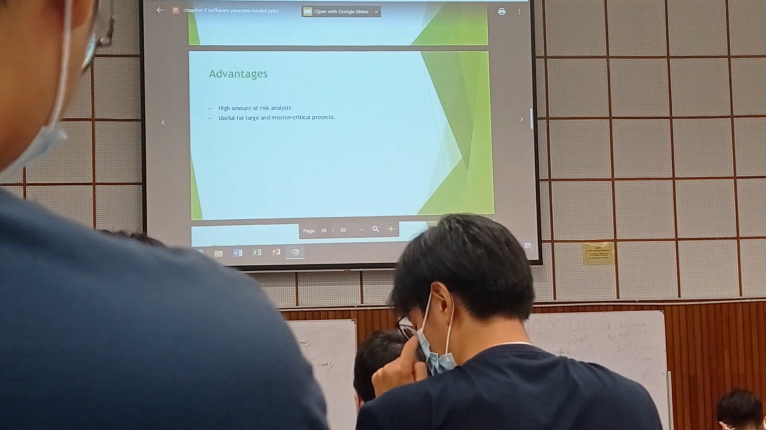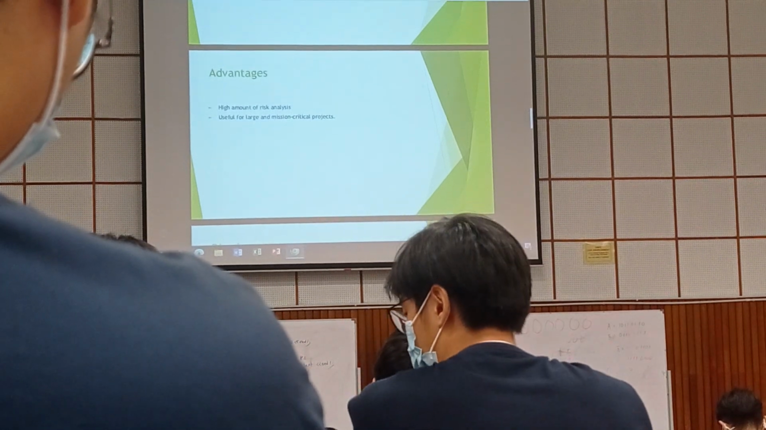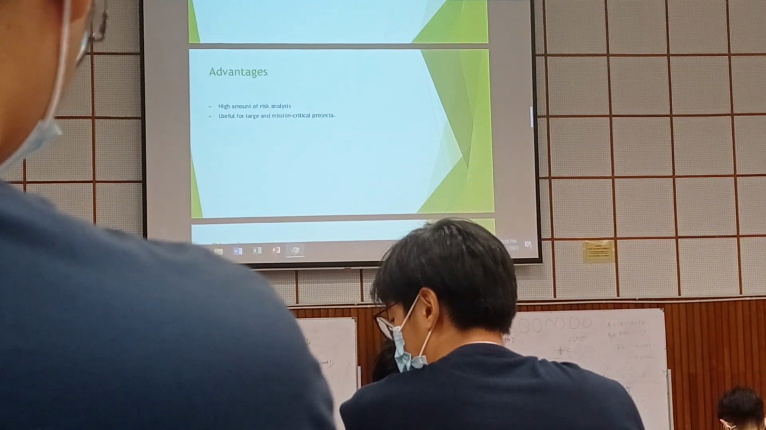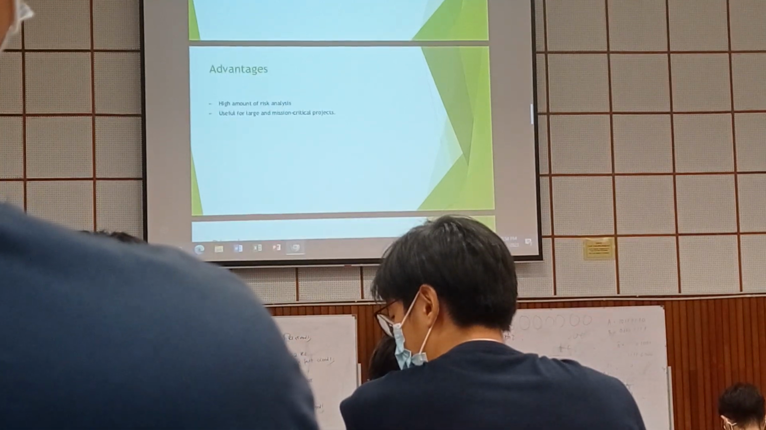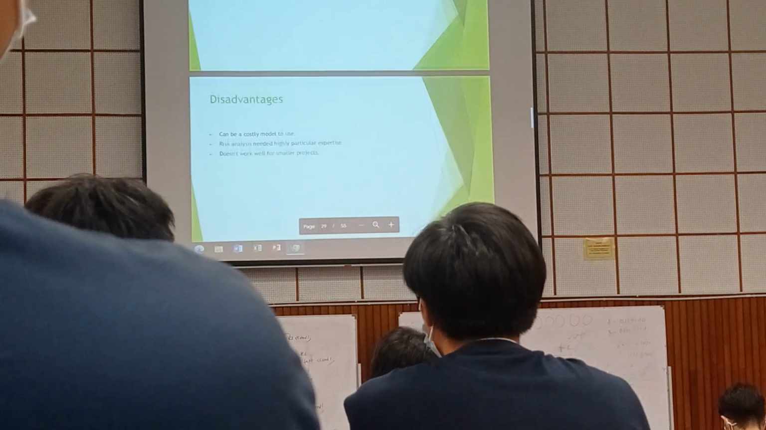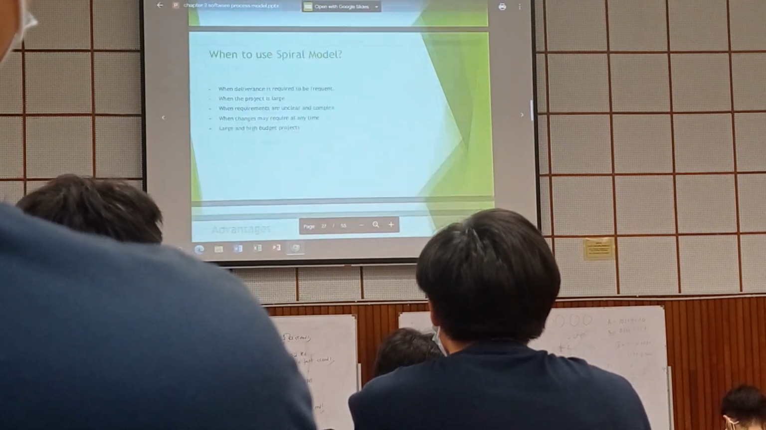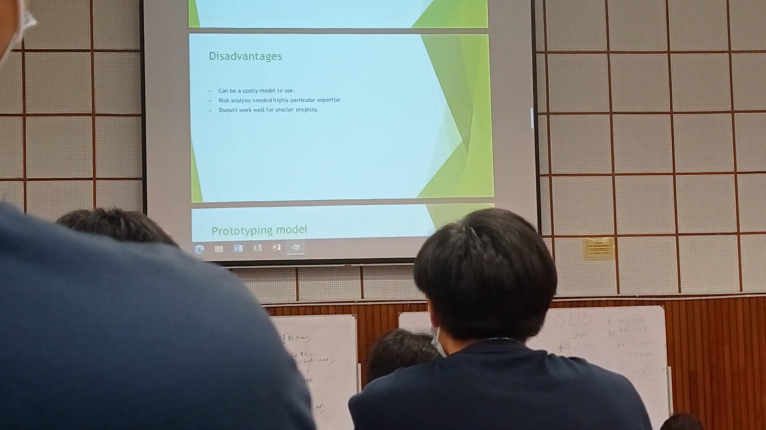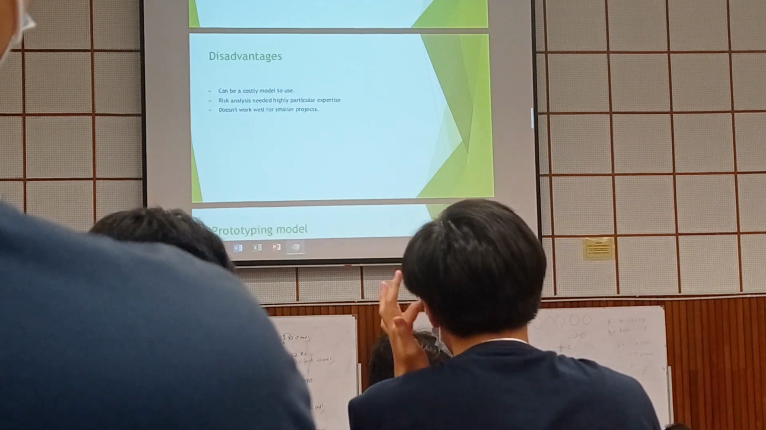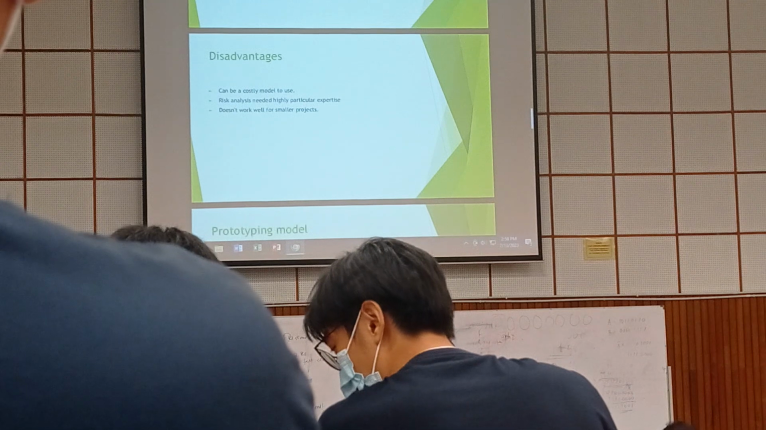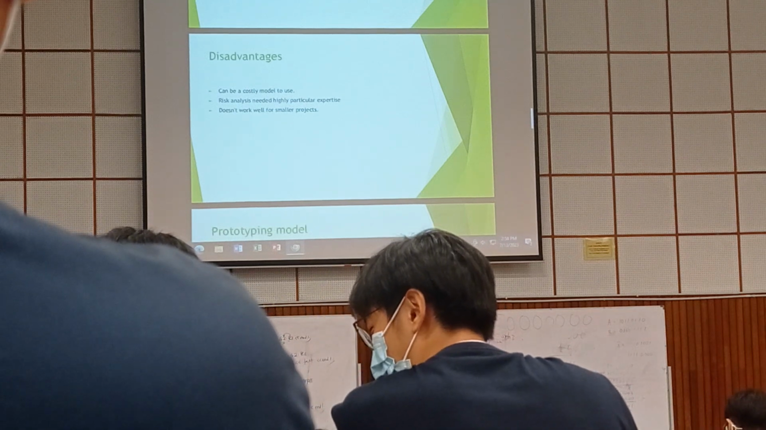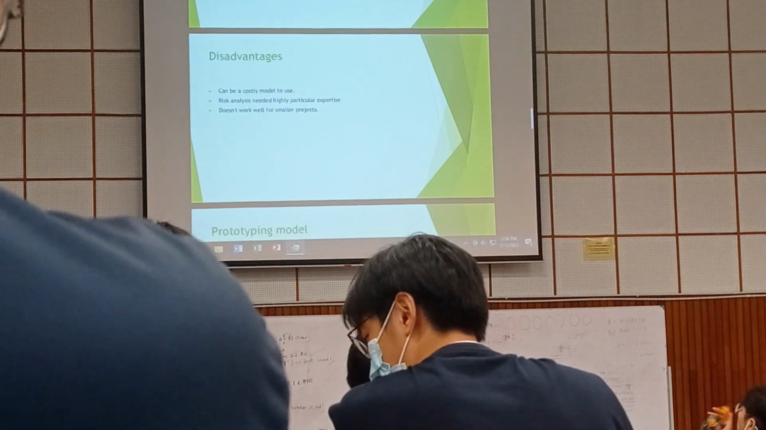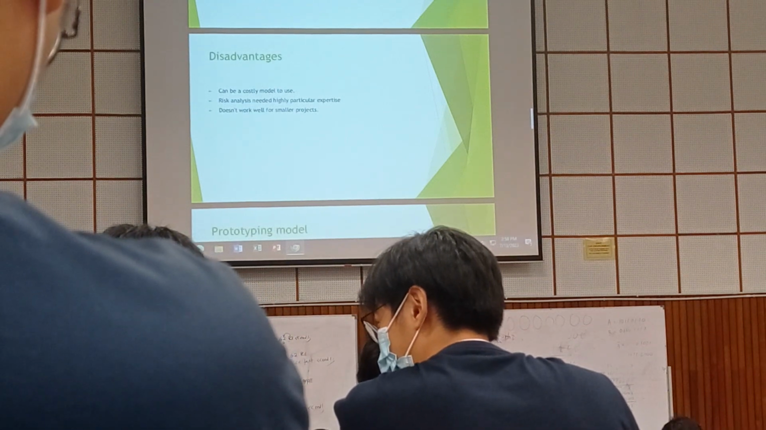The advantages here: a high amount of risk analysis, and it's useful for large and mission critical projects, something like what I mentioned just now. The disadvantages: it can be a costly model to use, risk analysis needs highly particular expertise, and it doesn't work well for small projects. Definitely you cannot use spiral for a small project, only for big projects.